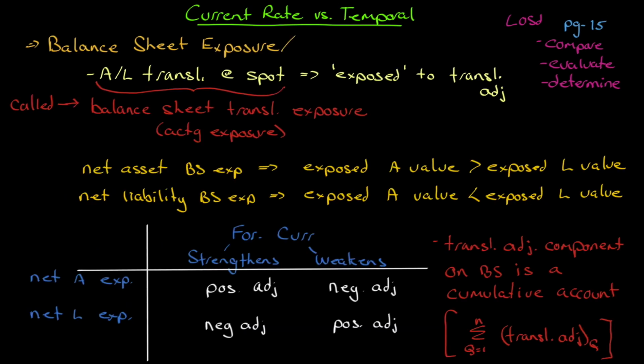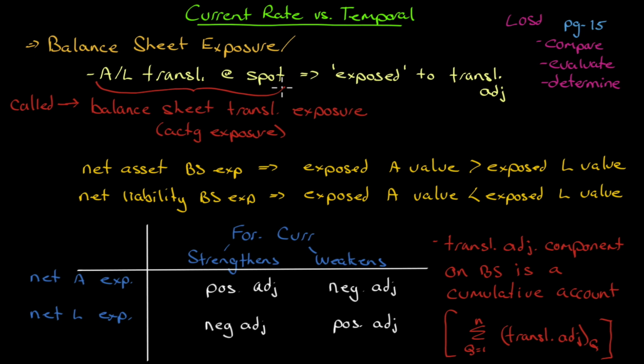All right, so let's extend the idea of asset exposure and liability exposure to balance sheet exposure. The assets and liabilities that are translated at spot or at current rates are what are called exposed, or they are exposed to translation adjustments. Anything that's not translated at a current rate, if it's translated at a historical rate, from quarter to quarter to quarter, it'll be translated at that same historical rate. It will never fluctuate with the currency because now it's fixed. So it is not exposed to any translation adjustment.